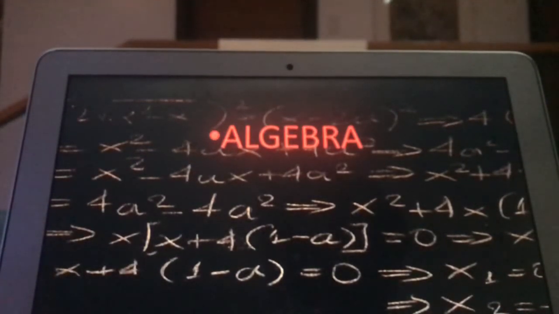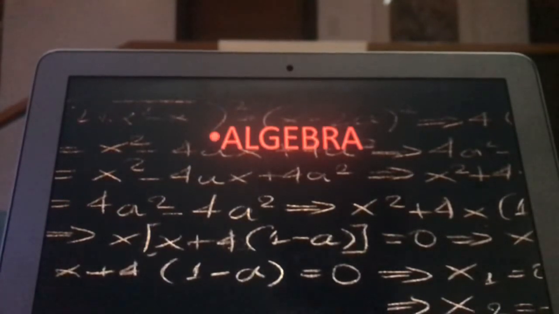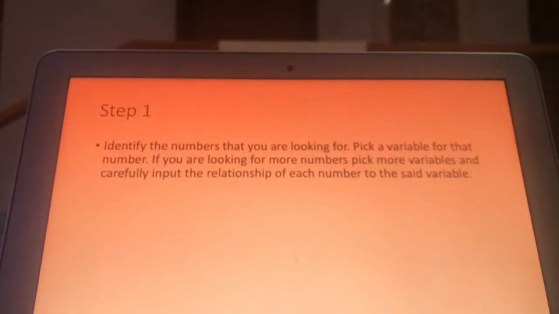Today I'll be talking about something I've learned in math called algebra, and I'll be talking about how to solve stuff for it and how it's useful in real life. I'll also be showing some examples. So first, when we're going to be solving something from algebra, like let's say a number problem, word problems.